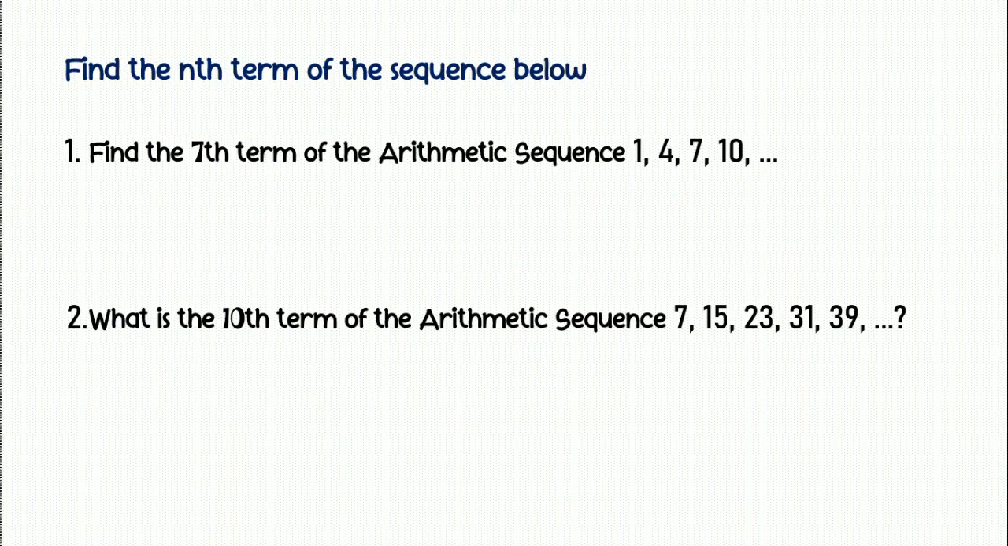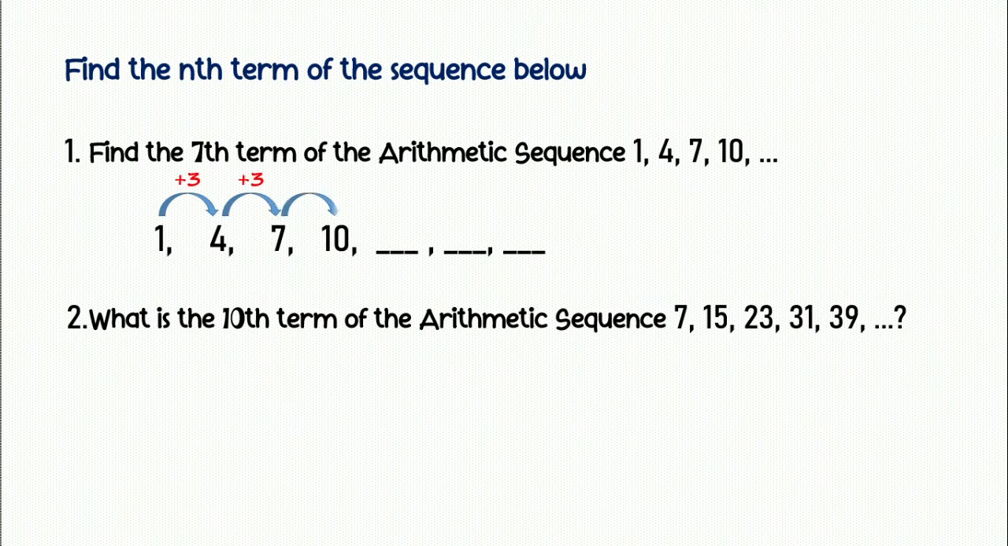Okay, let's proceed. Find the end term of the sequence below. Number 1, find the seventh term of arithmetic sequence 1, 4, 7, 10. This sequence has 4 terms, right? And we're going to find the seventh term. In this example, madali lang natin makukuha yung seventh term. Why? Because meron ng 4 terms tapos kukunin lang natin yung common difference nila. If you're going to get the common difference ng 1, 4, 7, 10, napakadali lang, right? You're going to subtract the two consecutive terms. For example, 4 minus 1, okay? And that is positive 3.